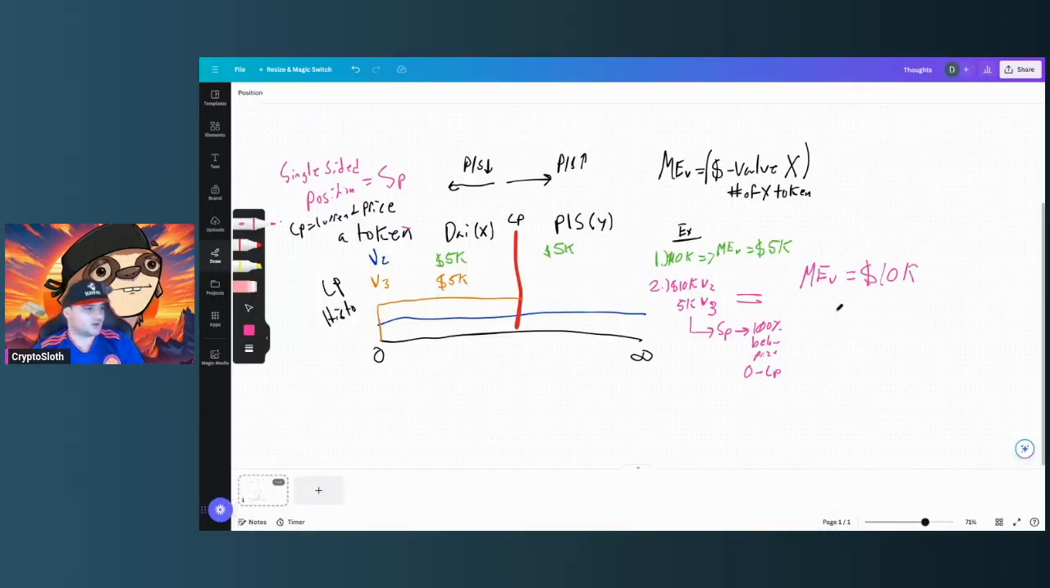I appreciate it. Okay, so now our MEV has gone up to 10K. So now if we look at these two scenarios, MEV has gone up because DAI has gone up as well. So let's go to example number 3, and we're going to do red for this one.